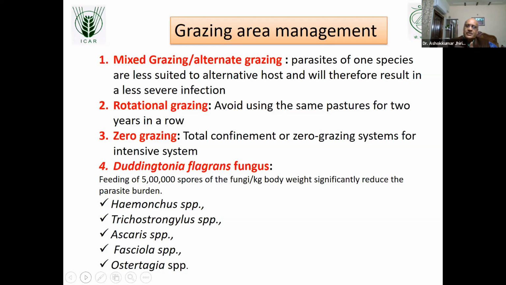Although it is a commercial practice, I do not know what the availability is, but it has a very good effect. A lot of papers are available on using this fungus to control infection. It is being used for control of Haemonchus, Trichostrongylus, Ascaris, and Fascioliasis. It is very good, because whenever there is resistance, you remember, you search for an alternative. So this is also one of the good alternatives. Next one.